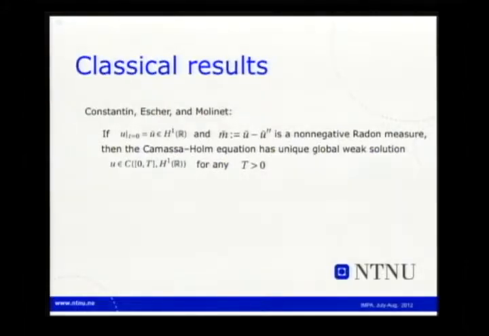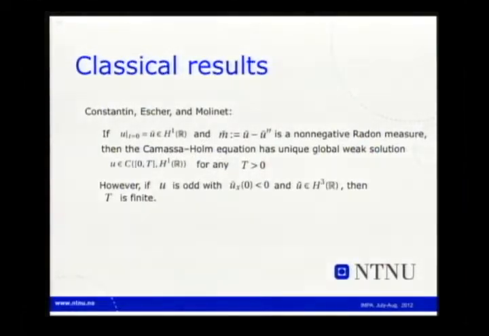So you start with initial data in H1, which is the natural space, and you look at this quantity. If you remember well, this is the quantity that you take the time derivative of in the Camassa-Holm equation. If this is non-negative, then it has a unique global weak solution. So the key quantity is this m. If you destroy this non-negativity of m, things go bad.